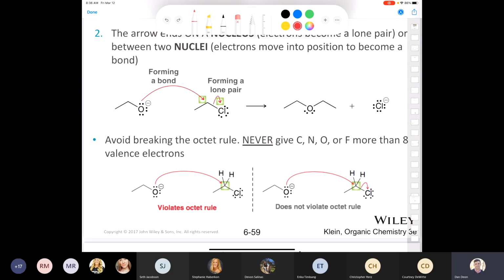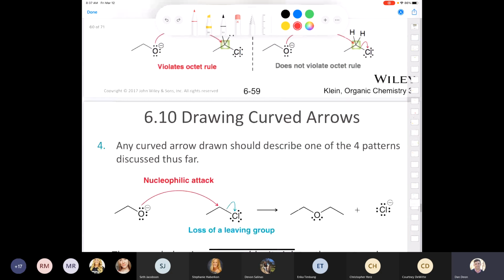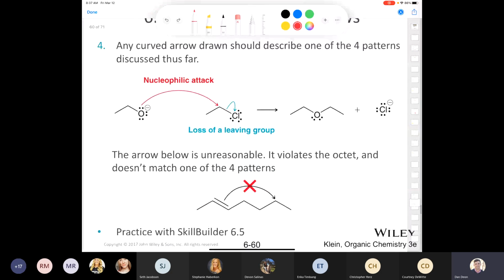In fact, I told you way back in chapter 1, I wouldn't expect you to remember every little nuance that I said in chapter 1, but I told you that we're never going to look at exceptions to the octet rule, not in chemistry 3101. There we go. Let's see.